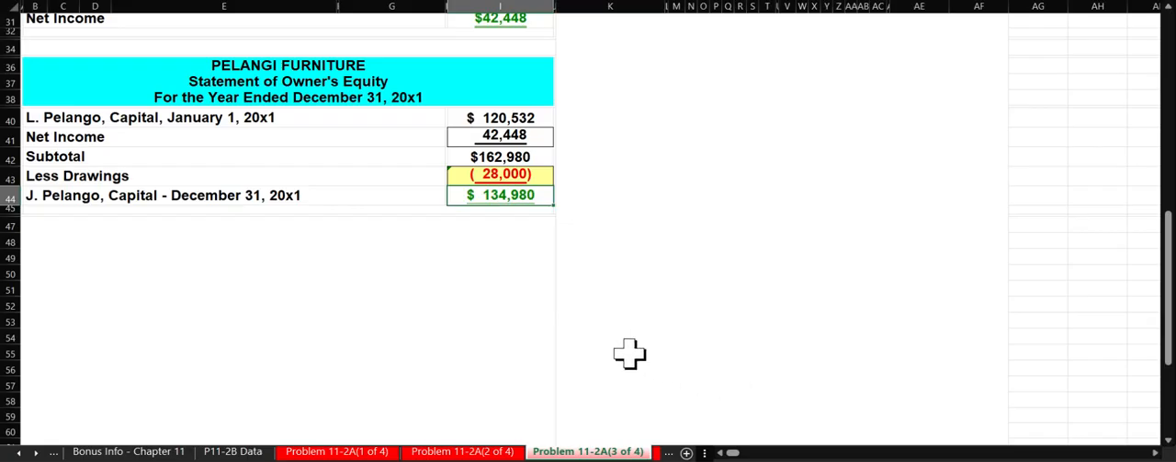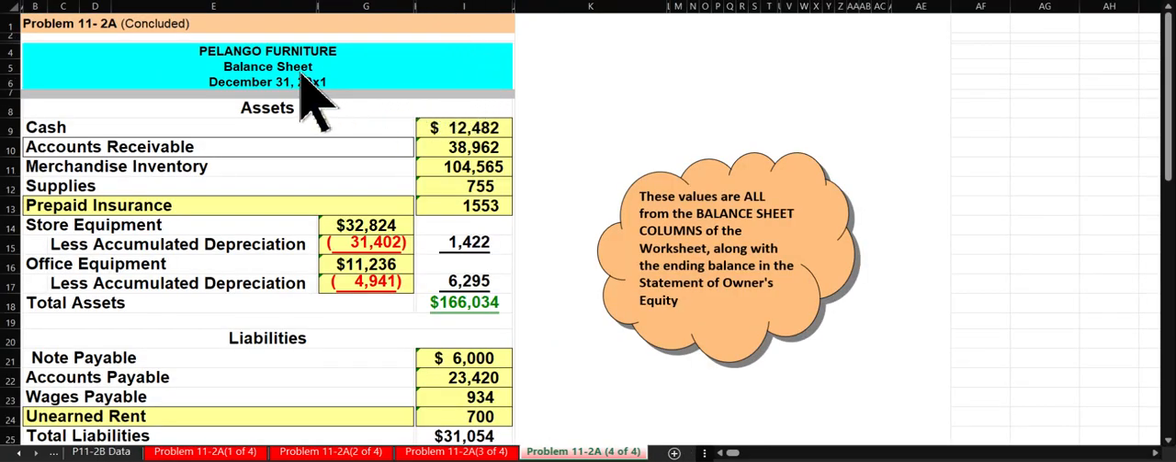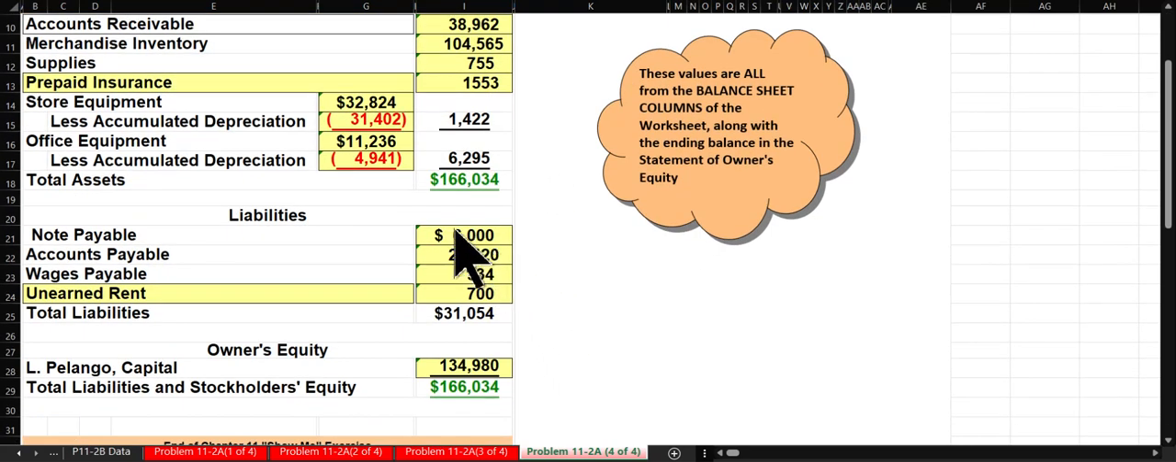So let's move on to the final, which is the balance sheet. So the second of the major financial statements is the balance sheet, which shows the financial position of the business on a specific date. So on December 31st, 20X1, what did the business own? What did the business owe to outsiders? And what did the business owe to the owner?